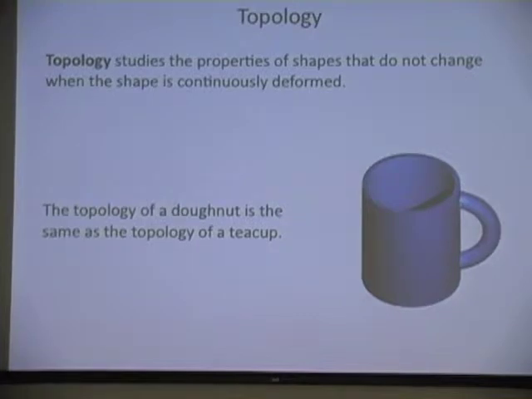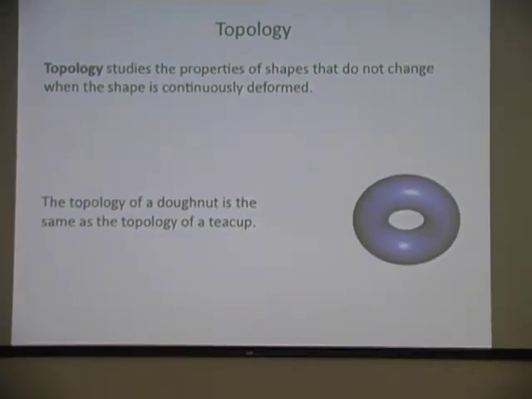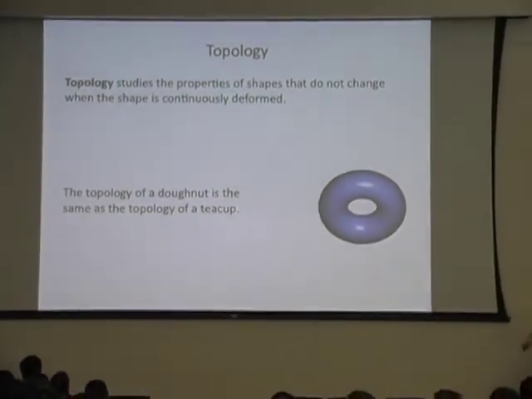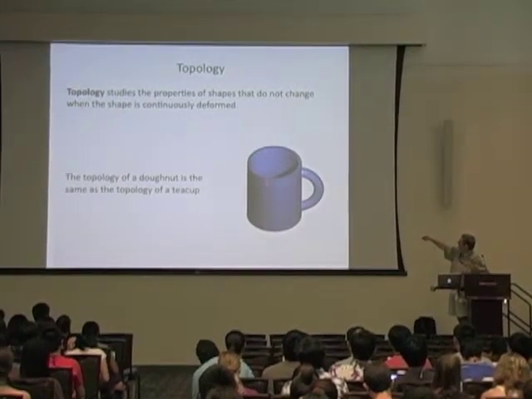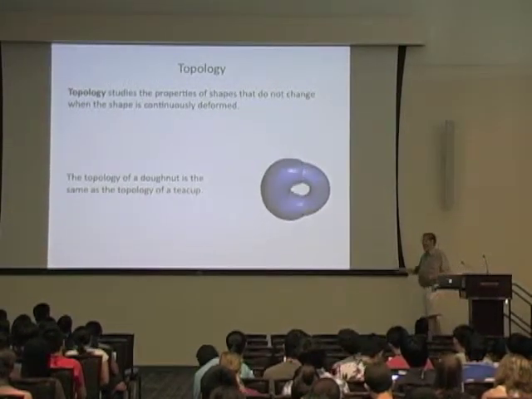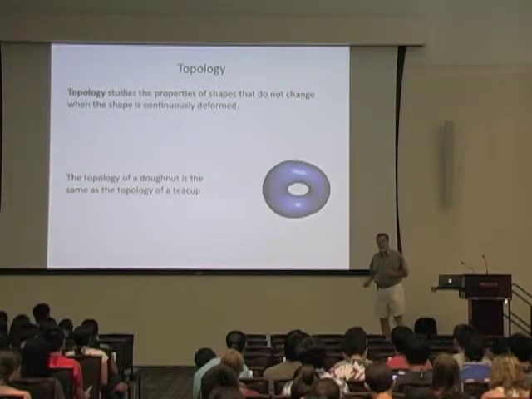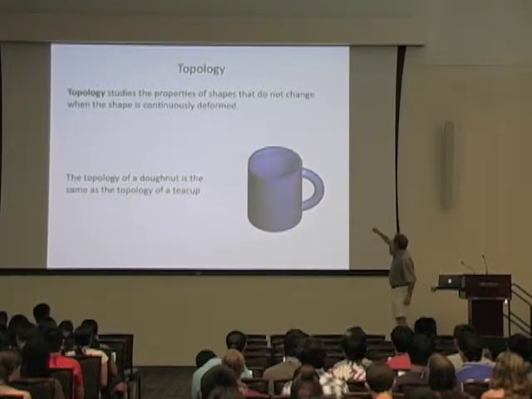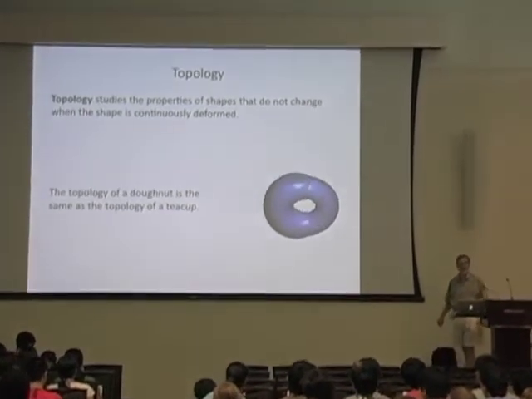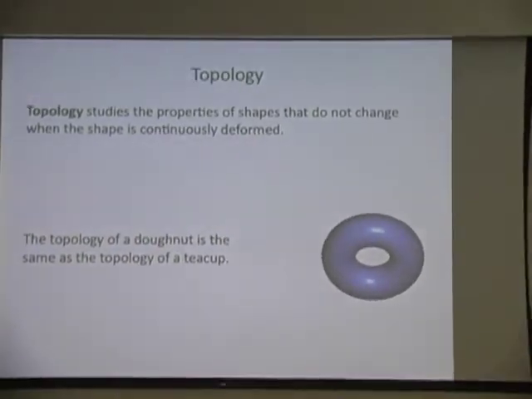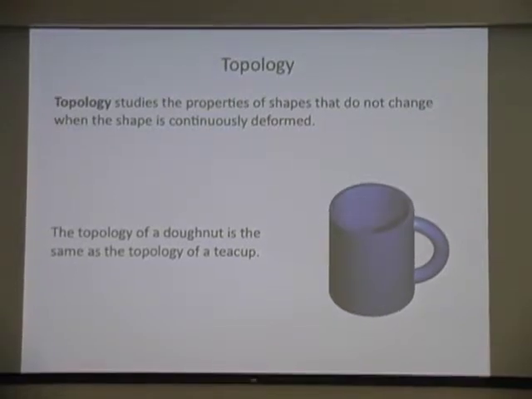OK, so topology is basically the study of the properties of shapes that don't change when you change the shape. That is, you can continuously deform this coffee cup into a donut. The shape of a donut or the shape of a coffee cup is its geometry. The topology that doesn't change is basically that it has this handle, which stays there no matter what you do. So as long as you're continuously deforming something, you're not changing the topology.